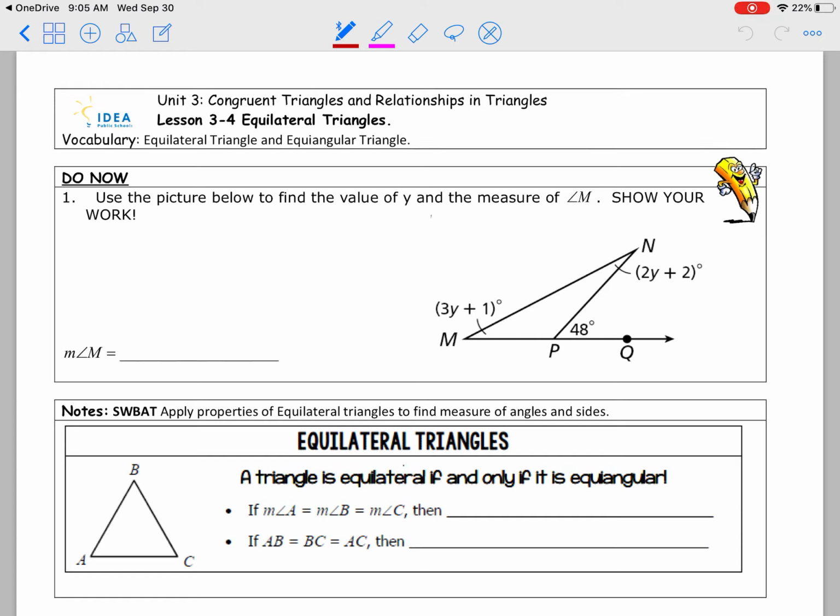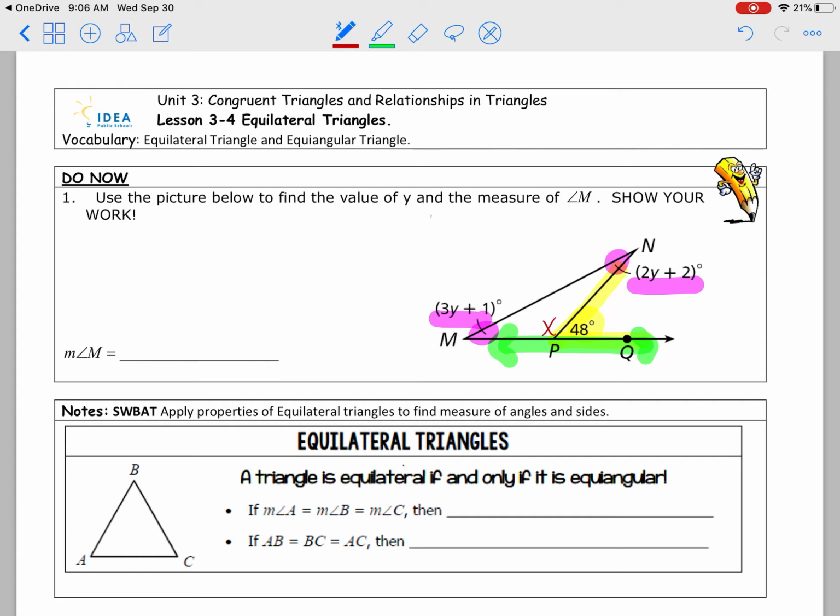Show your work. If you notice in this triangle, we know that angle M is 3y plus 1 and angle N is 2y plus 2. These are both interior angles, and then we know that the measure of angle NPQ is 48. So we need to recall supplementary angles in order to find the measure of angle MPN, which is the missing interior angle.